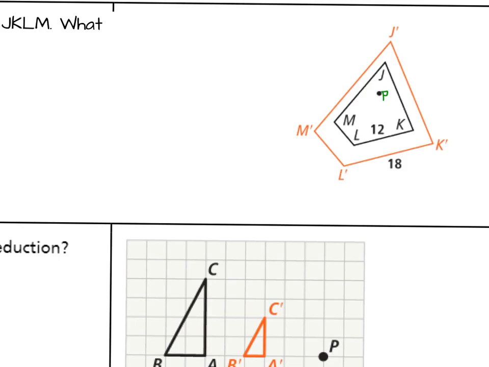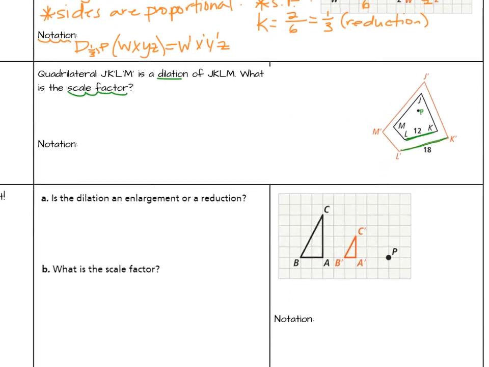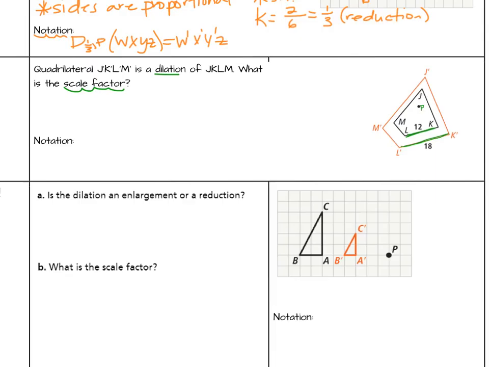The good thing about this is when we look at the picture, we know the length of LK, it's 12, and we know the length of L prime K prime, it's 18. That will allow us to determine our scale factor and write our notation. Sorry, let me zoom this back out so we have some room to write here. Our scale factor K equals, remember it's image divided by pre-image. So the image is that bigger number, the 18, divided by pre-image, which is 12.